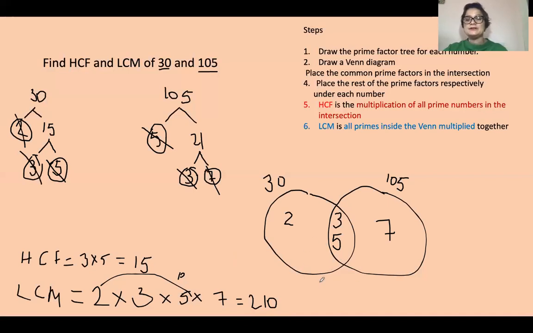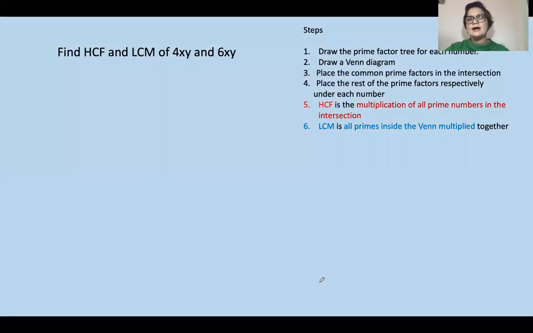And be careful with what you put in the intersection and what you leave outside the intersection. Now, what if you have a question like this, where both numbers are actually expressions? We have x and y involved. You follow exactly the same strategies. So let's begin with 4xy here and 6xy on the other side.